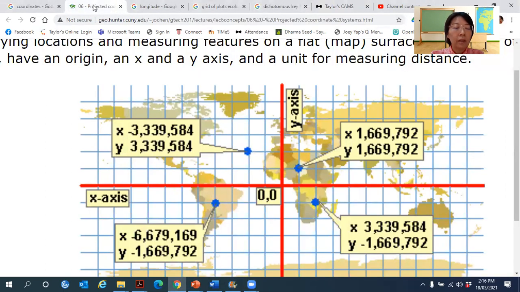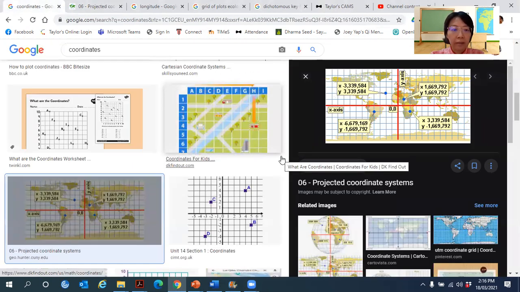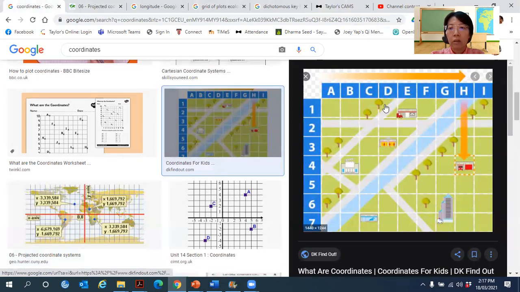So this one here, right? Okay, I've enlarged this already. Let's go to here. Coordinate. Okay. So this is a very simple coordinate on the right side here.